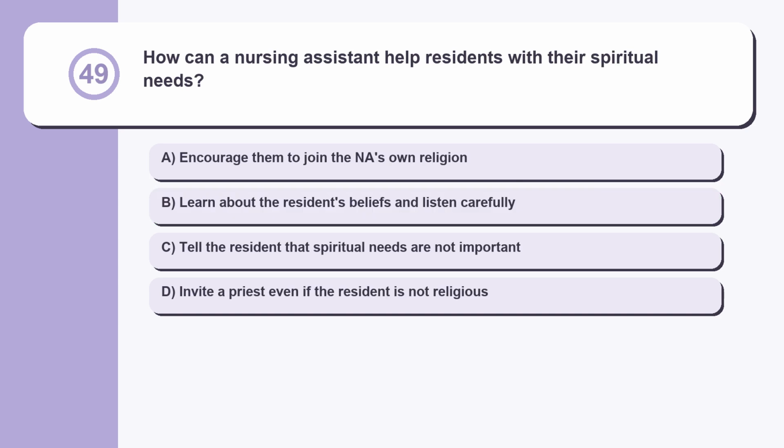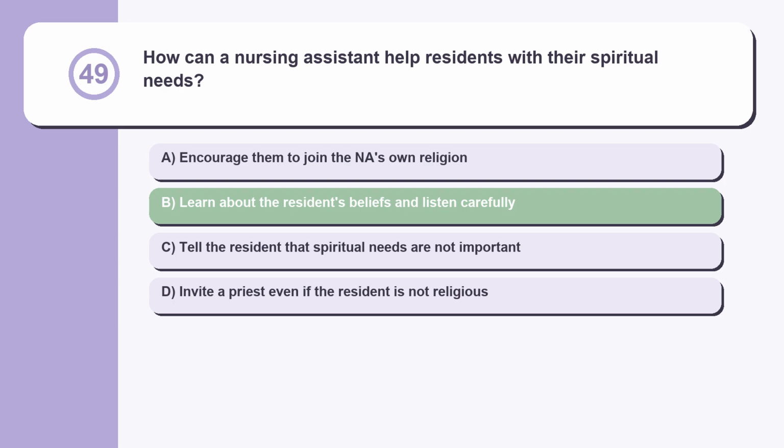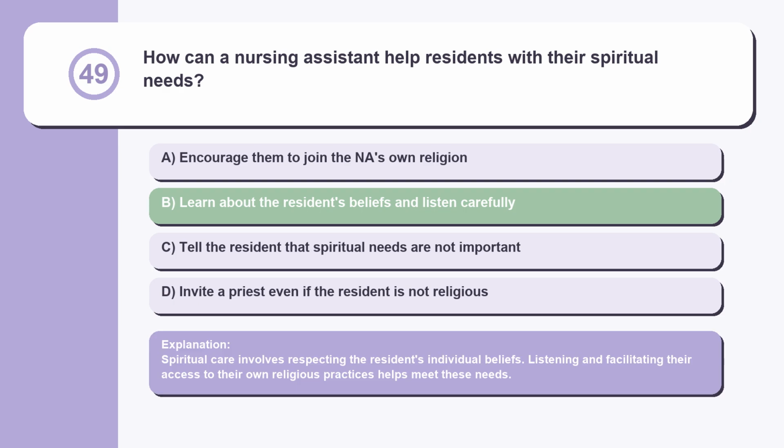Question 49. How can a nursing assistant help residents with their spiritual needs? Encourage them to join the NA's own religion. Learn about the resident's beliefs and listen carefully. Tell the resident that spiritual needs are not important. Invite a priest even if the resident is not religious. Spiritual care involves respecting the resident's individual beliefs. Listening and facilitating their access to their own religious practices helps meet these needs.